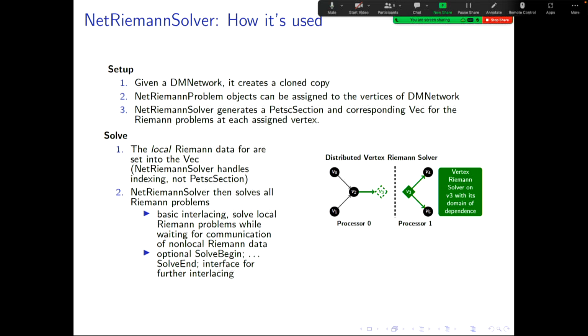And it'll try to do some basic interlacing, trying to solve all the local problems when it can, while it waits for communication for non-local data. I also have an optional solve begin, solve end type interface, which I do use when I'm doing DG, so that I can interlace with doing all the DG updates. And in that way, you don't really see any communication overhead in practice.